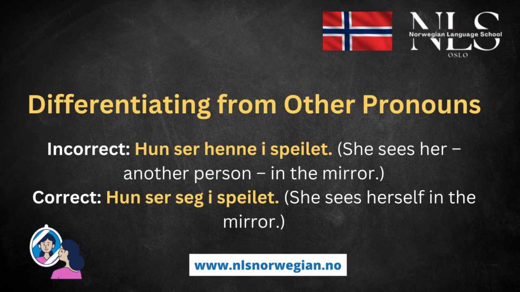Differentiating from other pronouns. It's vital to understand how sai differs from pronouns like hun, him, and henne, her. These do not possess the reflexive function of sai. For instance, incorrect. Hun ser henne i speilet. She sees her, another person, in the mirror.